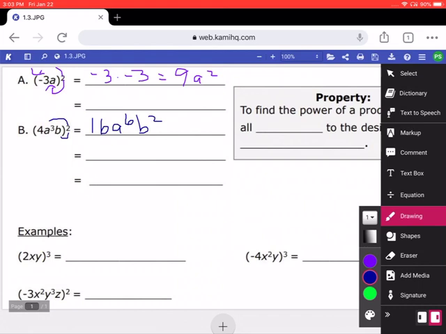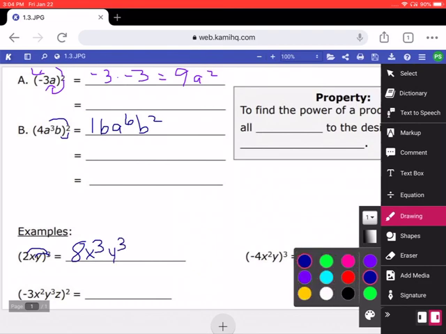Okay, now if we look at these ones down here, first we're going to distribute this 3 to the second power, so 2 to the third power would be 8, and then we would distribute the 3 to the x, so we would have x^3, and then it's going to go to the y^3.